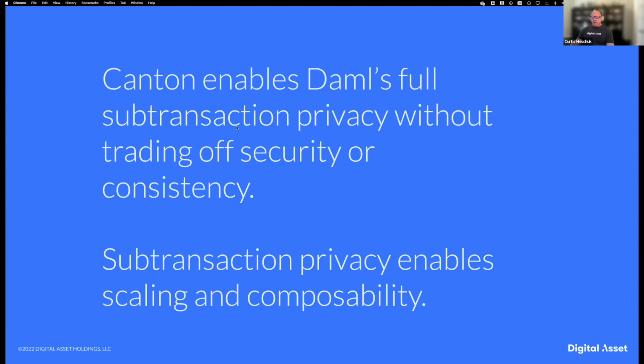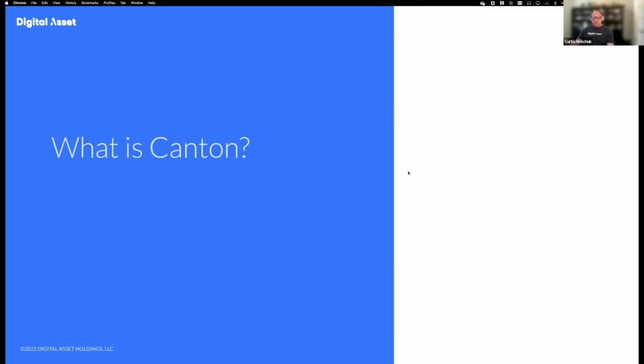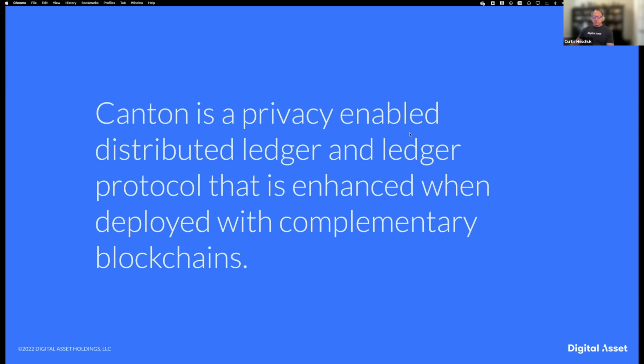And this sub-transaction privacy, it has some happy side effects. One of those side effects is scalability is possible, since the data is just not broadcasted everywhere. It also allows larger applications to be composed from smaller applications, forming larger transactions from sub-transactions. So what is Canton? Canton is a privacy-enabled distributed ledger and a ledger protocol that is enhanced and deployed with complementary blockchains. So we talk about Canton in two ways. We talk about it as a distributed ledger, and we talk about it as a ledger protocol. We'll see both of those.